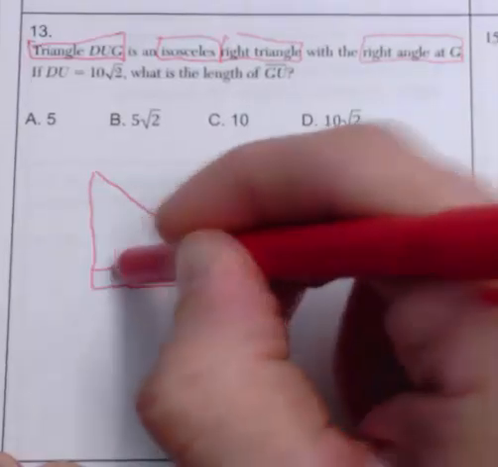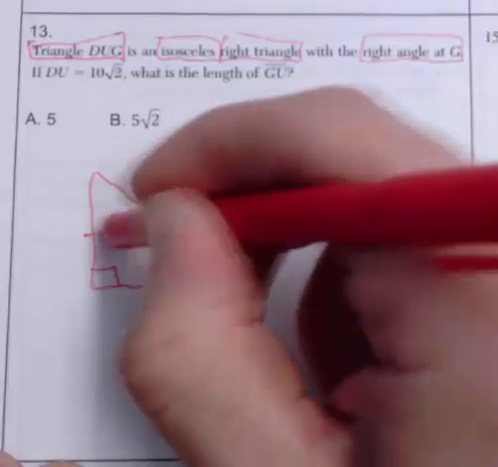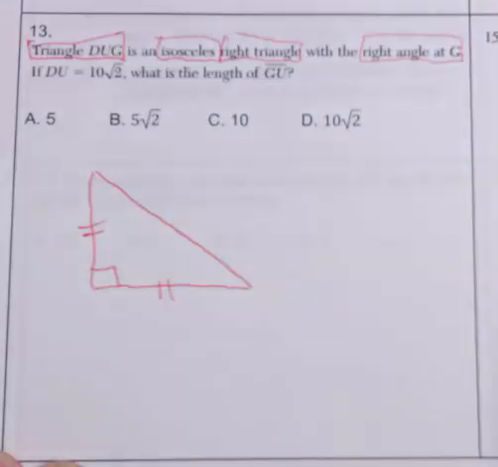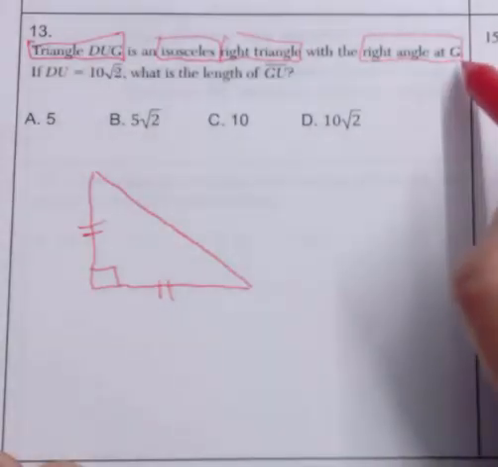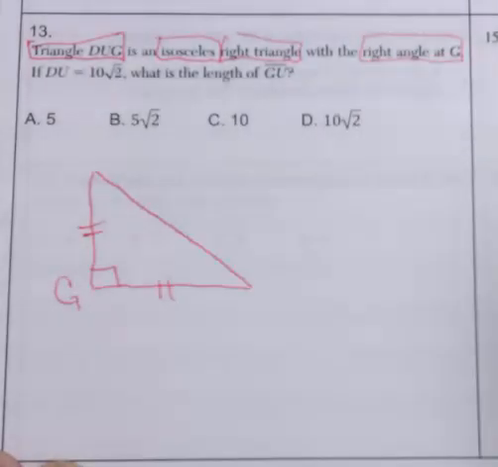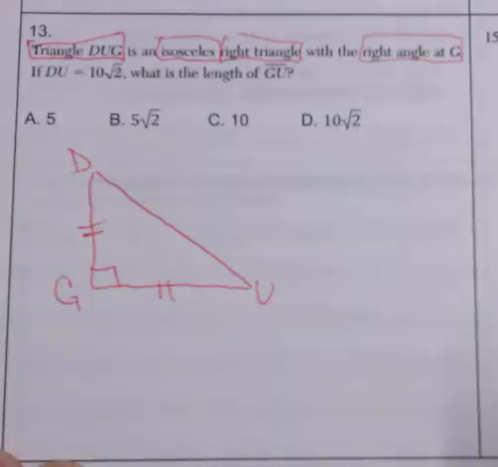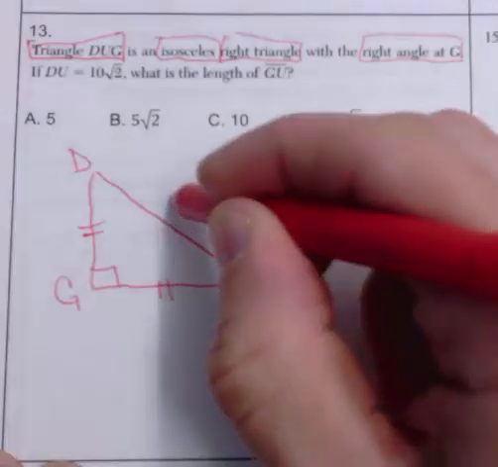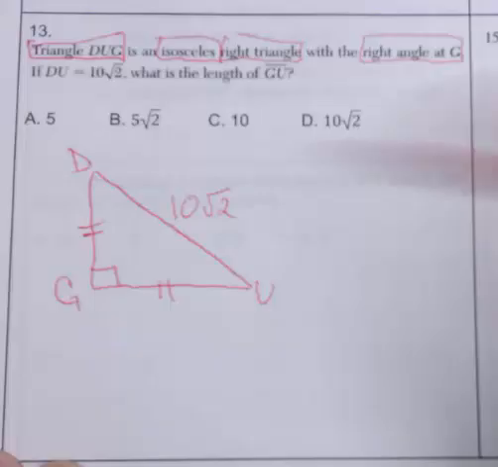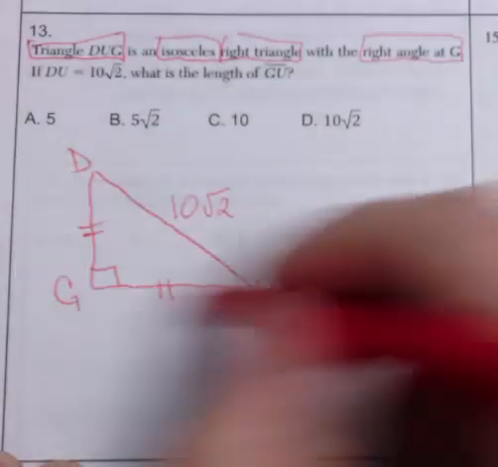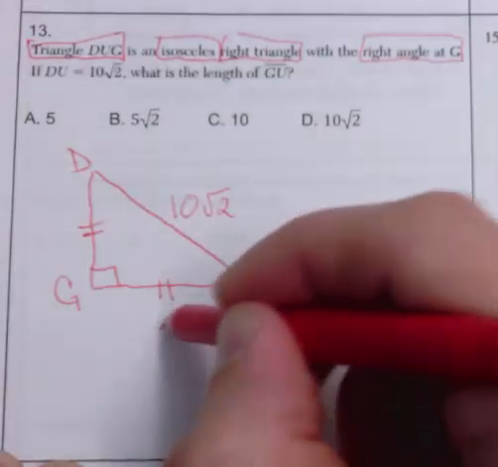Here's my right angle. Here's my two congruent sides. And it says the right angle is at G. Oh, we got that. And it's DUG. The D and the U placement doesn't matter. If DU is 10 times the square root of 2, what is the length of GU?